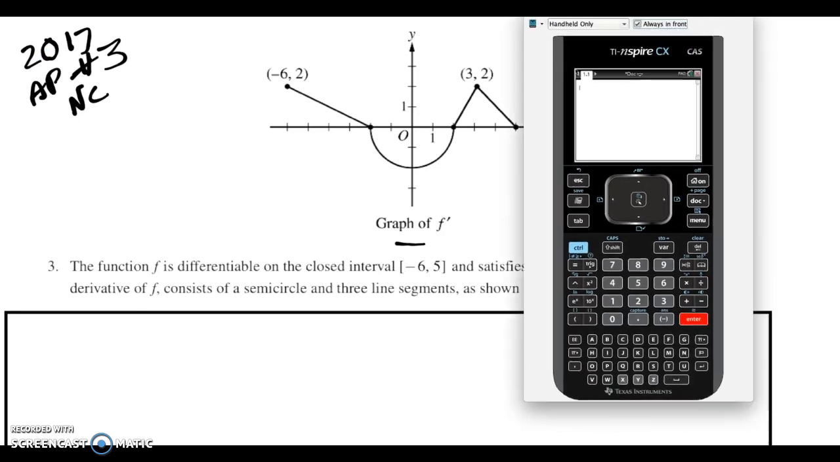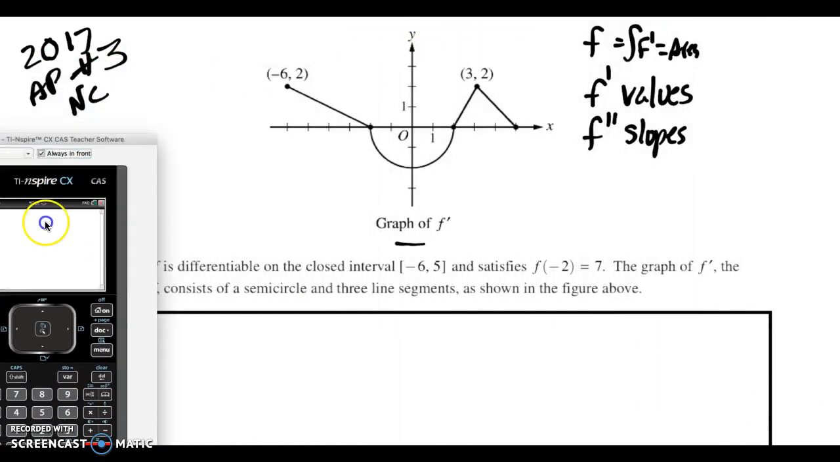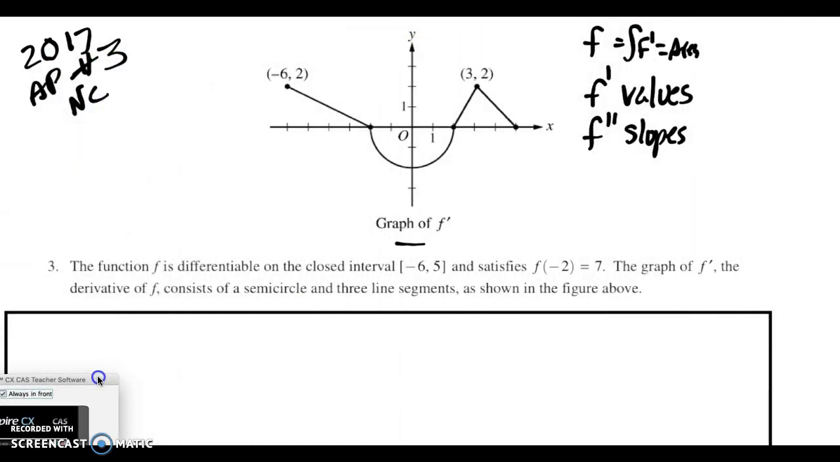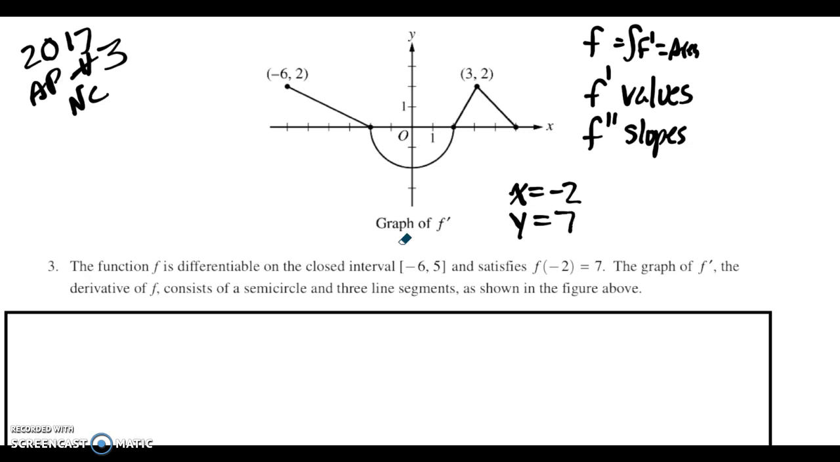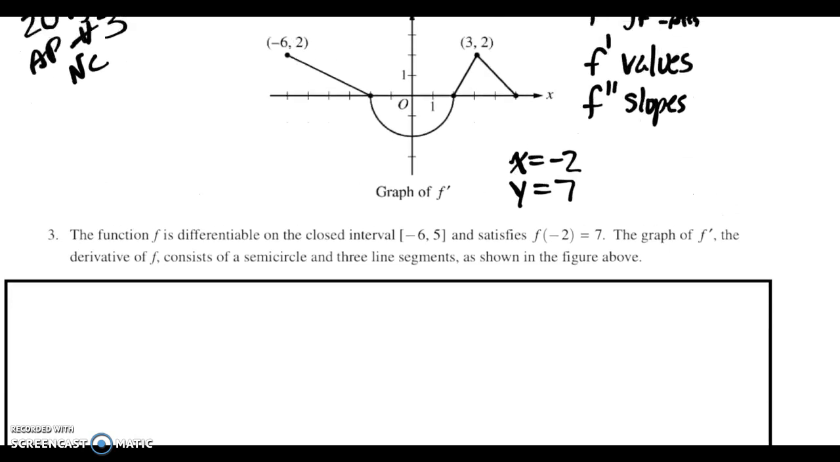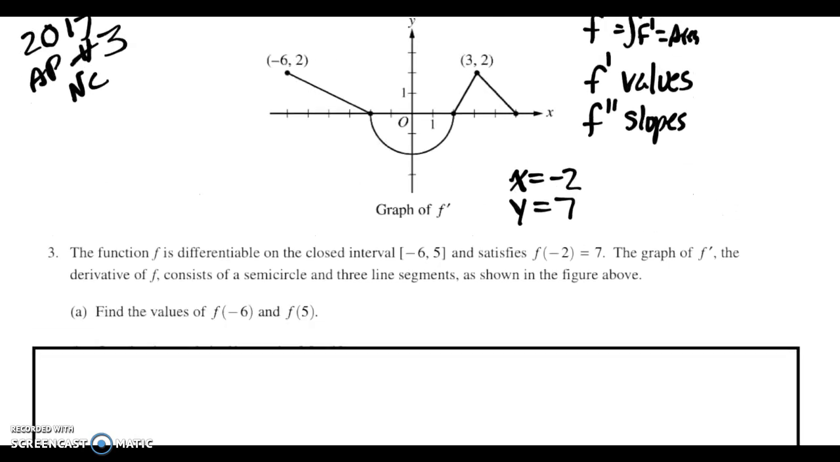My calculator doesn't need to be here, because this is not a calculator question. The function f is differentiable on the closed interval -6 to 5 and satisfies one condition. There's always going to be a point I need: the point x equals -2, y equals 7, is on the graph of f. The graph of f prime consists of a semicircle and 3 line segments as shown in the figure above. I'm going to find areas of those and figure things out.